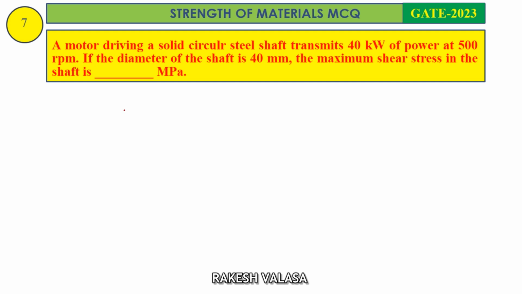A motor driving a solid circular steel shaft transmits 40 kilowatts of power at 500 rpm. If the diameter of the shaft is 40 mm, the maximum shear stress in the shaft is dash megapascal. This question came in GATE 2023. First write the given data.